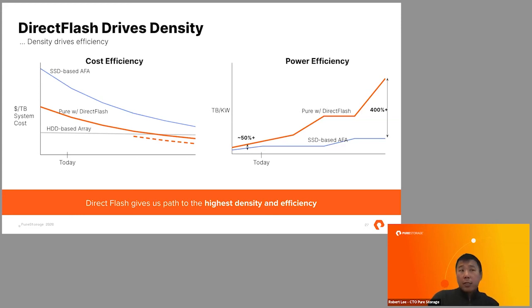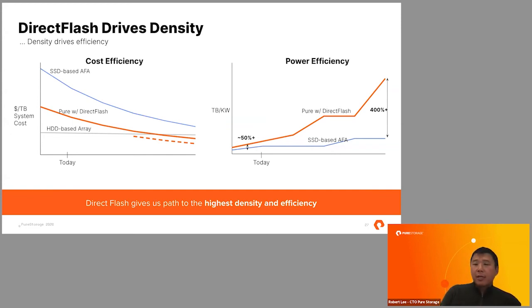You're also seeing two lines here, right? You see the solid line and you see the dotted line. What the dotted line represents, or I guess it's dashed, is even denser systems that we would contemplate building in the future, right? And so again, the takeaway point here is that DirectFlash is really giving us a path to control our own density destiny. Well, that's a tongue twister.